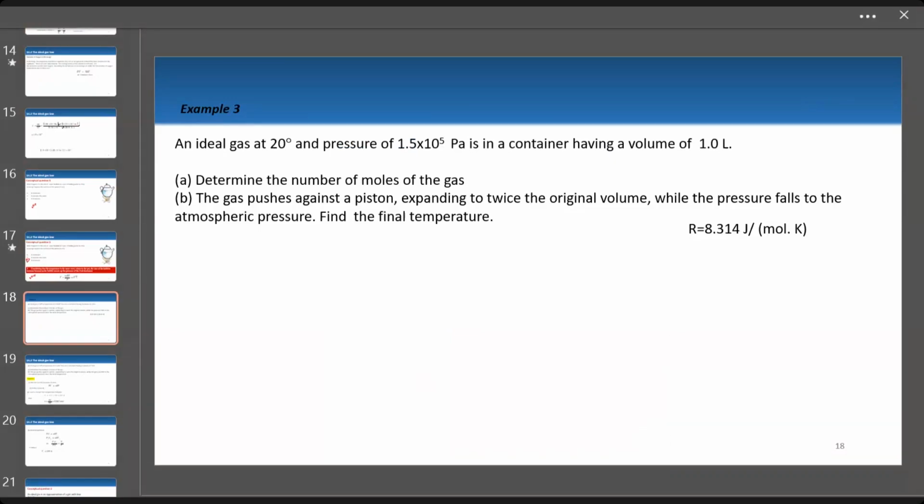So we have an example here. An ideal gas at 20 degrees at pressure of 1.5 times 10 power 5 Pascal is in a container having a volume of 1 liter. In part A, we want to find the number of moles of the gas. So we want to find N. What are we given? The temperature is 20 degrees Celsius. The pressure is 1.5 times 10 power 5 Pascal. And the volume is 1 liter, which is 10 power minus 3 meters cubed.